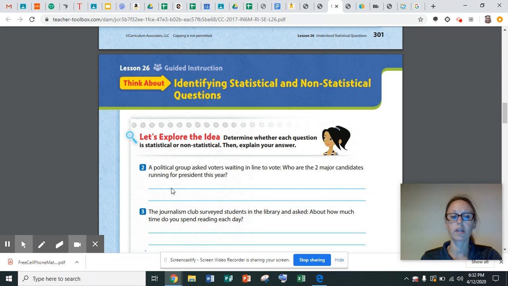So just really quickly, I'm going to go over this first one a little bit with you. A political group asked voters waiting in line to vote, who are the two major candidates running for president this year? Okay, guys, that has an exact answer. Because there's an exact answer, it is a non-statistical question. Hopefully that makes sense.